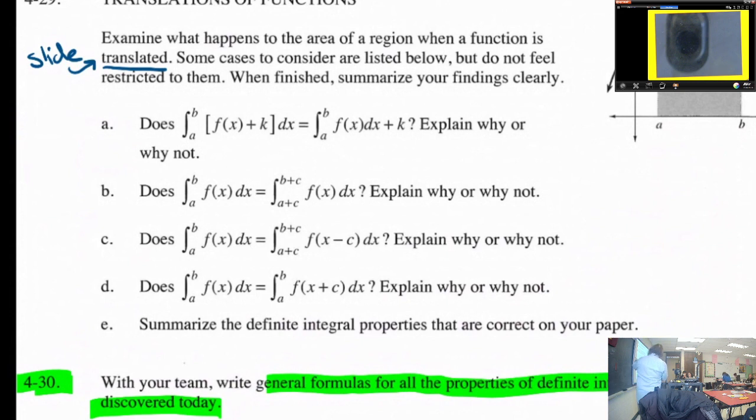So if these are all "does" questions, does this thing equal this thing, explain why or why not. 3 answers are no, and one of them is yes. I'll give you that as a little bit of a push out the door. So take a look at the picture. Talk to each other a little bit. I don't have a structure for this. Just think about it for a minute.